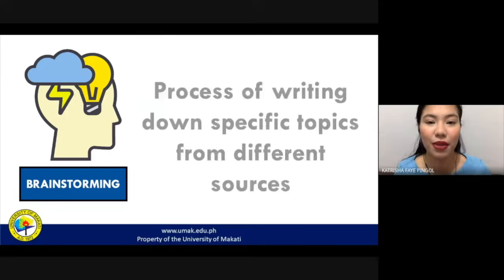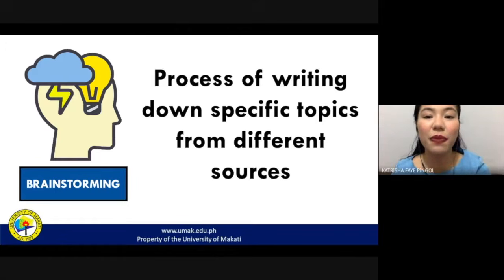What is brainstorming? It is defined as the process of writing down specific topics from different sources. So basically, the information that you have gathered, more often than not, you write it down on a piece of paper, on a blackboard, or simply you just take note of that information.